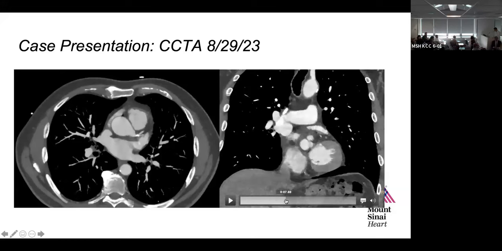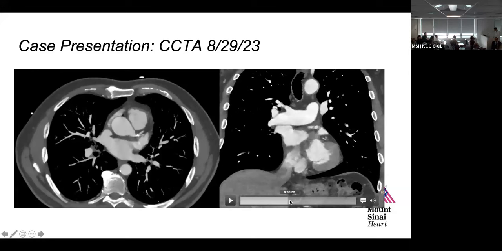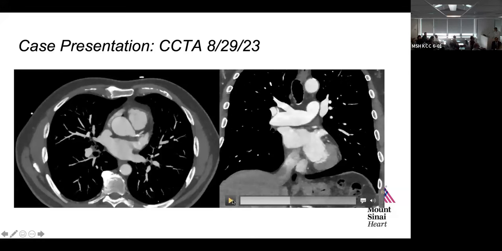And then coming down a little bit more, you can see that connection between the vein and the LA. Dr. Schwader, anything to add here?